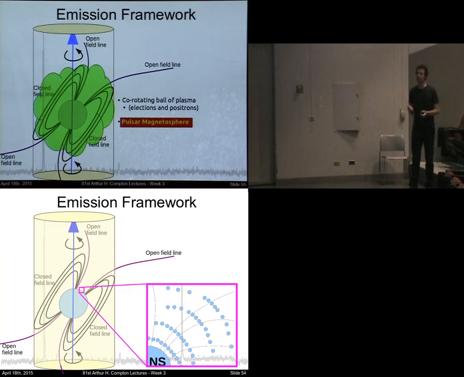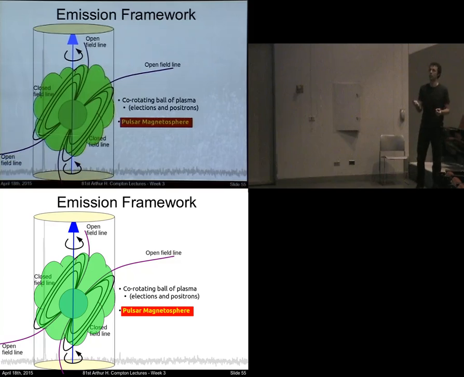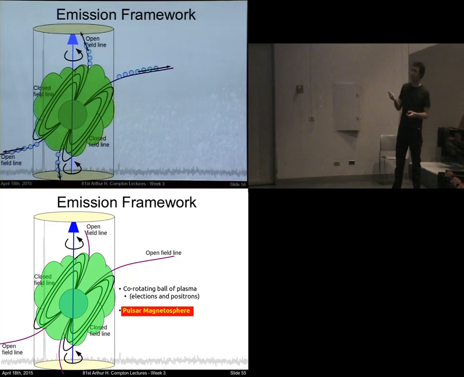stirred up by the magnetic field. So it's agitated by the magnetic field, and it swirls around like a giant swirling ball of electrons and positrons, and that's what's called the magnetosphere. And the magnetic field lines are like the escape trains for particles that no longer are in the magnetosphere. They escape out along the open magnetic field lines.